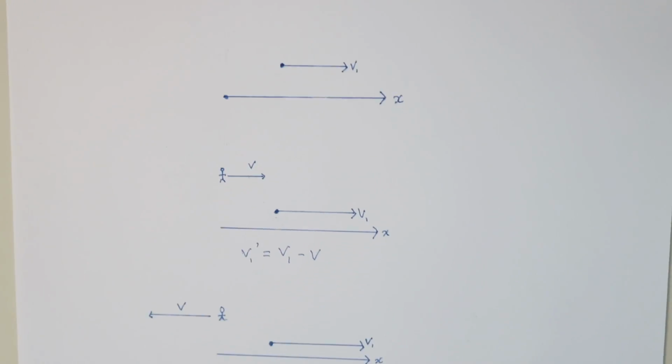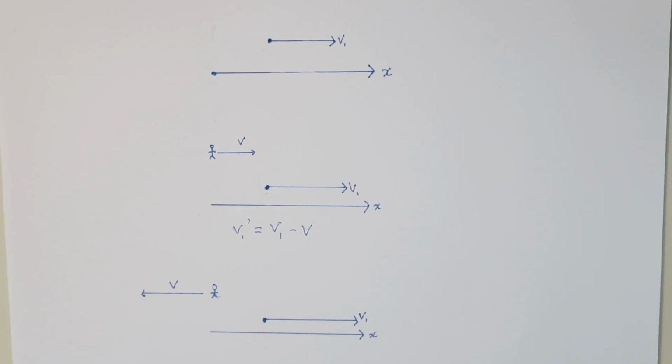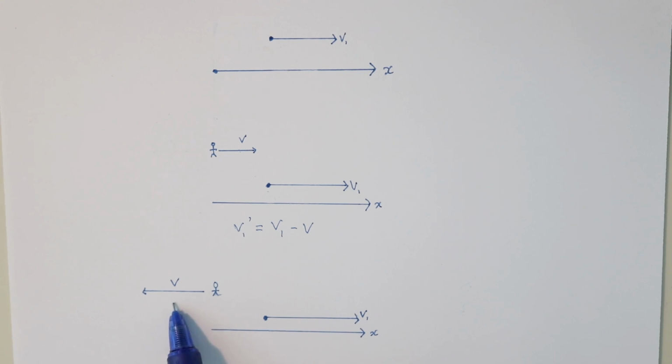And now the next scenario is very similar, except the person is moving in the opposite direction. Now you could say that since the person is moving in the opposite direction of the particle, the speeds would add together. This person is going this way, the particle is going that way, and so they're moving away from each other at an even greater speed. But even though the speeds should be added together, you have to keep in mind that this velocity now is negative, since this is the positive direction. So the speeds add, but the velocities still subtract. And in this case, v1 prime is still equal to v1 minus v.